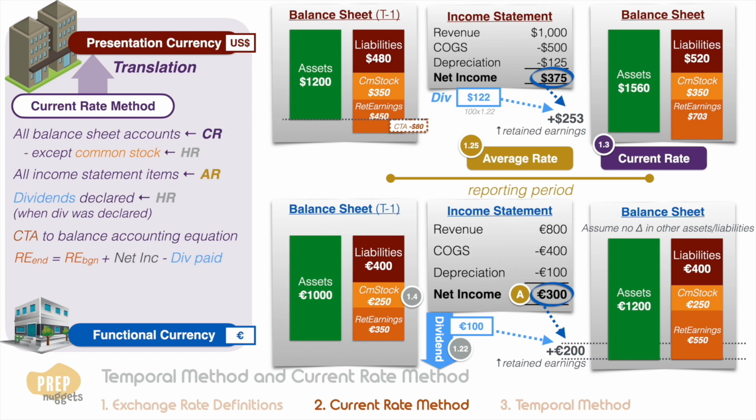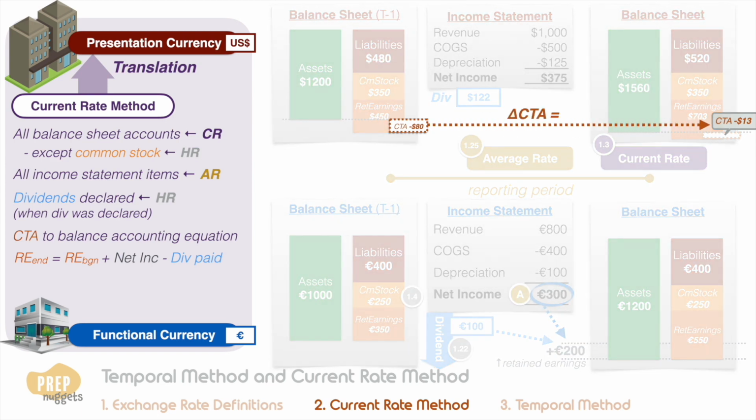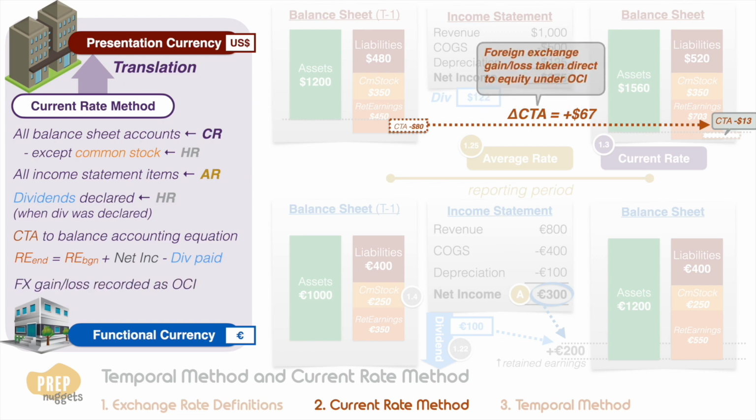Now let's calculate the CTA. Liabilities plus equity is $1,573 versus $1,560 in assets. This time round, the CTA is minus $13. The change in CTA for the period is a gain of $67, which is a gain from foreign exchange for the period. Under the current rate method, the foreign exchange gain or loss is to be taken direct to equity as other comprehensive income.